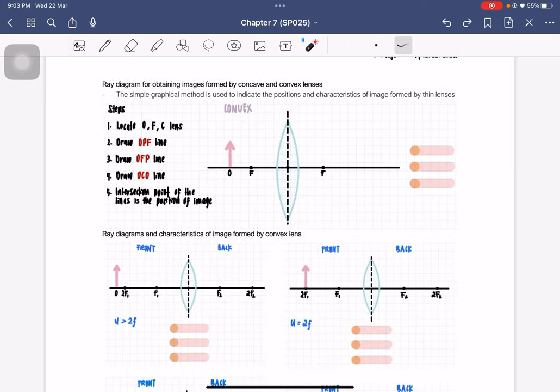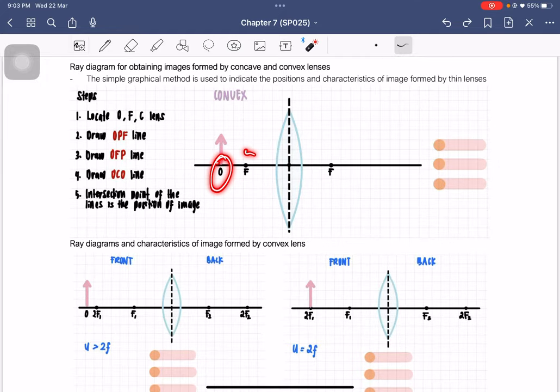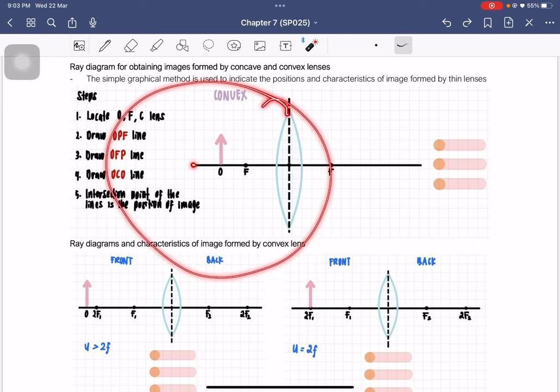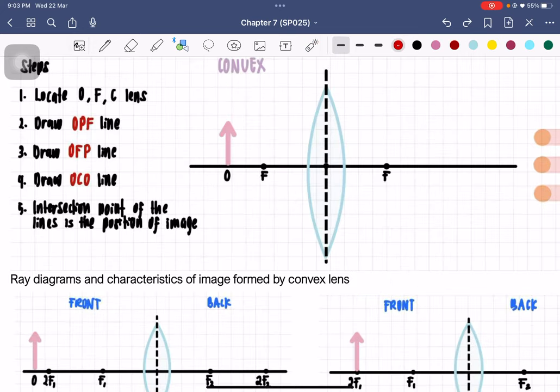Next, let's sketch a ray diagram to obtain the image formed by concave and convex lenses. So this is a convex lens. Same as before, we just have to locate the position of the object, the focal point, and the center of curvature of the lens. For this one, the center of curvature is quite far, so it's somewhere here. Right, so let's draw the rays. The first ray is from the top of the object, parallel to the principal axis, and then it goes through the focal point.